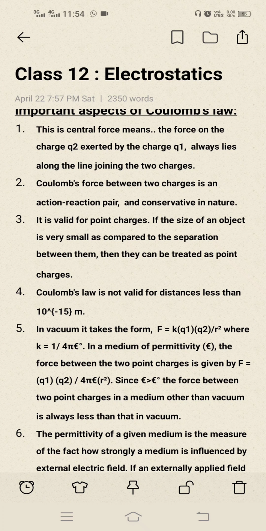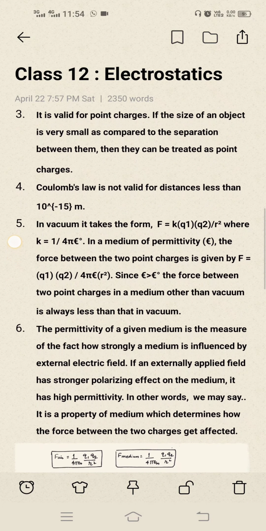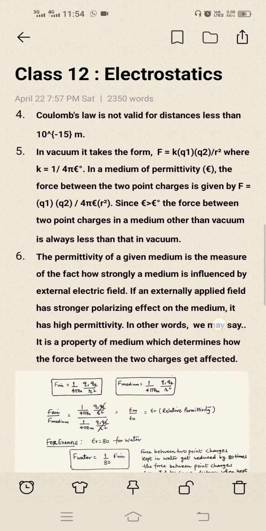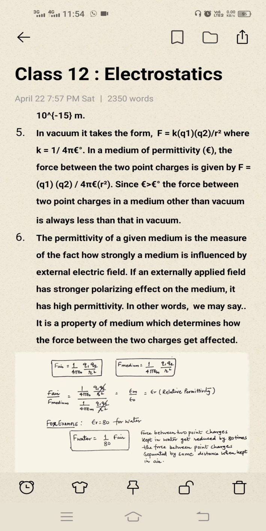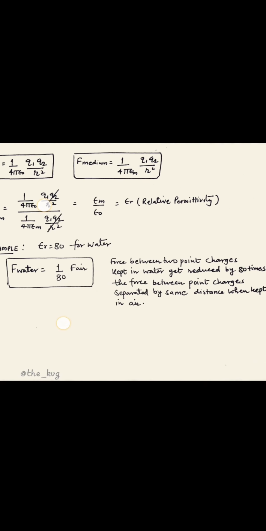We may understand permittivity as a property of a medium which determines how the force between the two charges gets affected, or how strongly a medium is influenced by an external electric field. For example, the relative permittivity of water is equal to 80. Then the force between two point charges kept in water gets reduced by 80 times the force between the point charges separated by the same distance when kept in air.